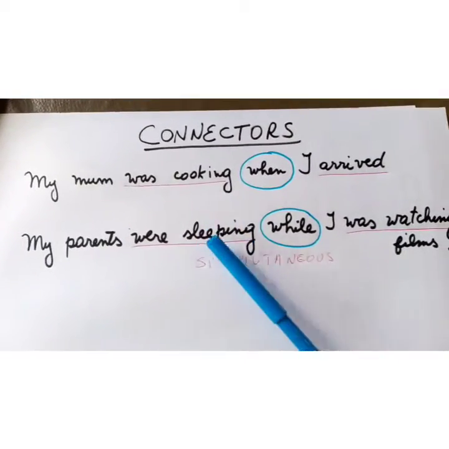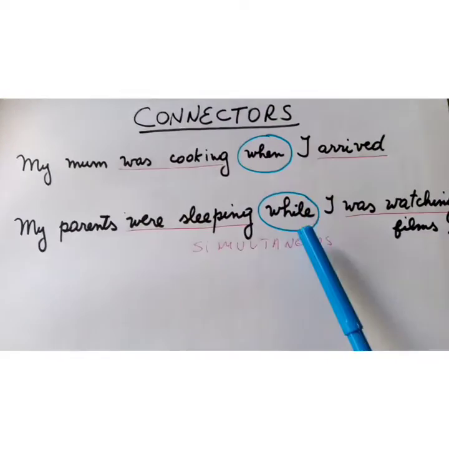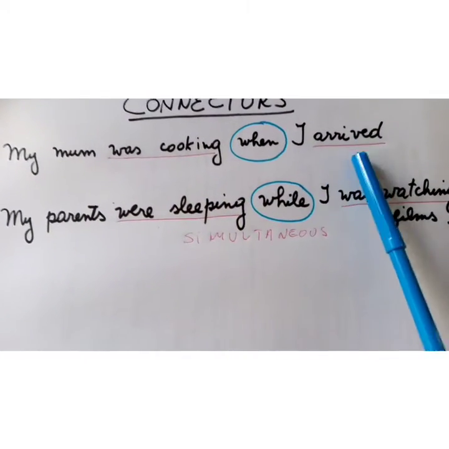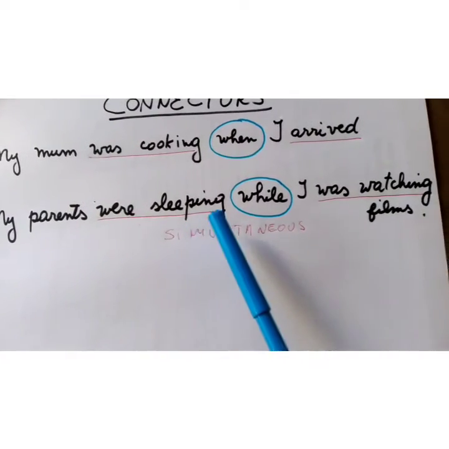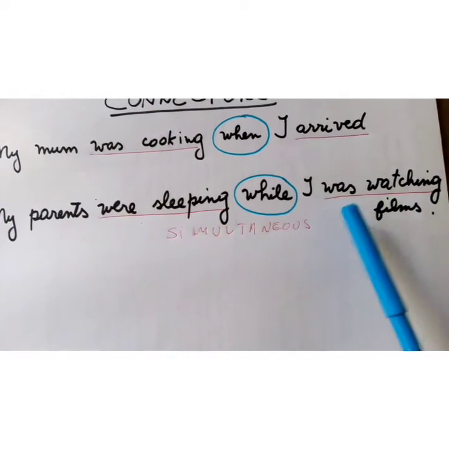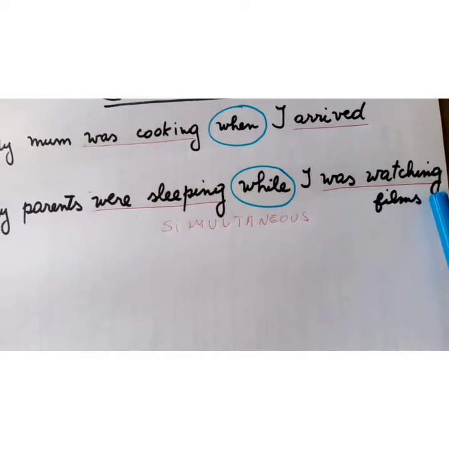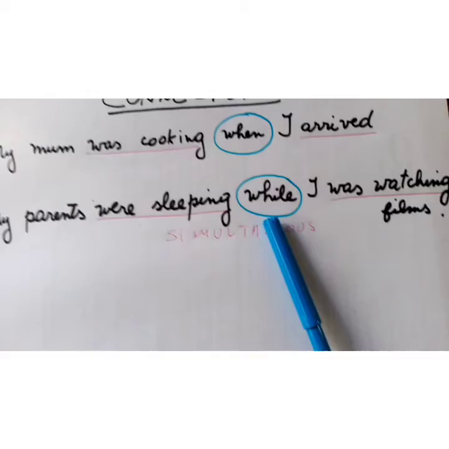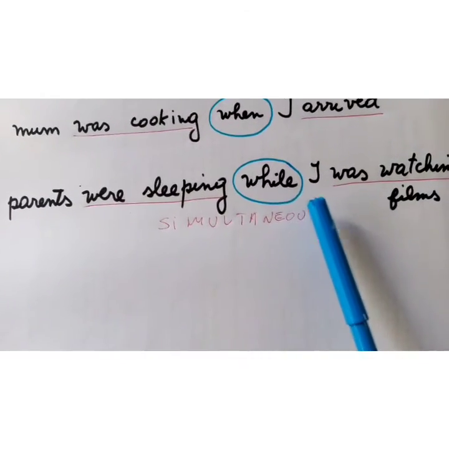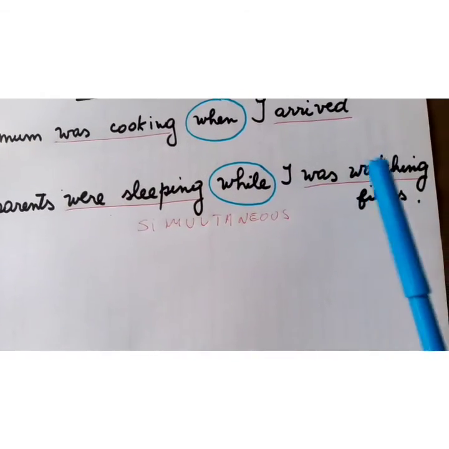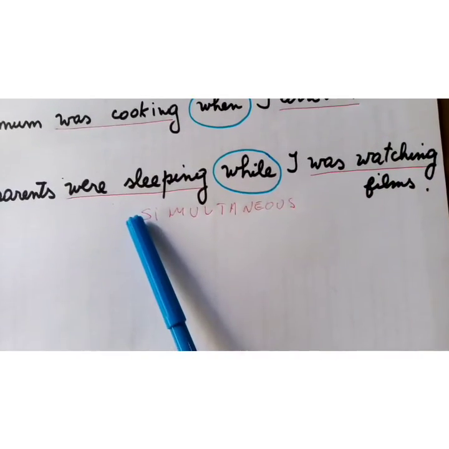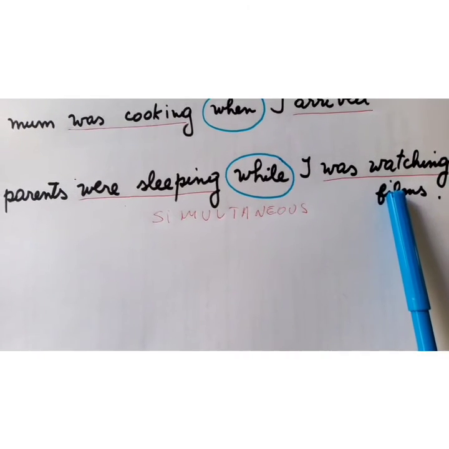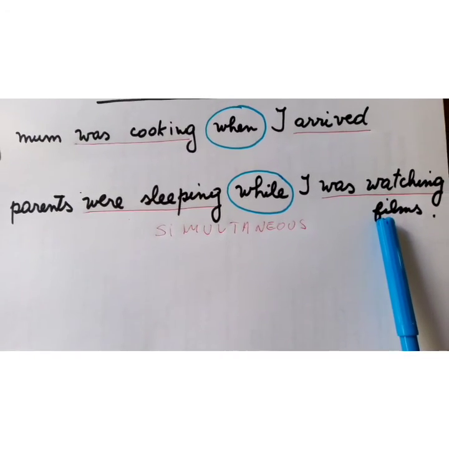So remember the two connectors, when and while. My mom was cooking when I arrived. My parents were sleeping while I was watching films. Remember the use of while, okay, to connect two simultaneous actions. In this case, the two simultaneous actions are in the past continuous.